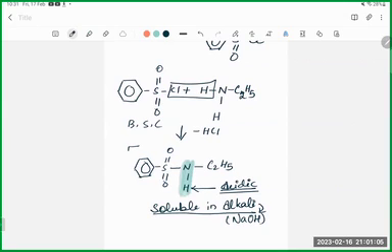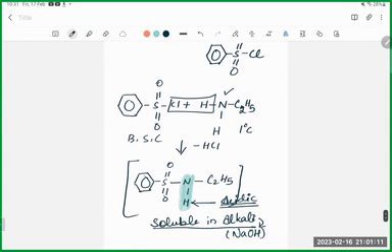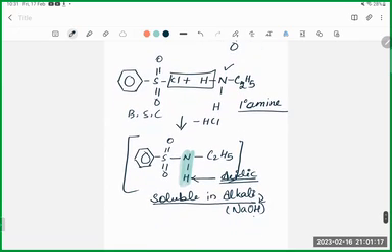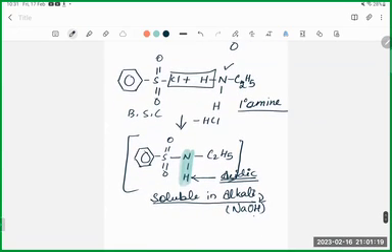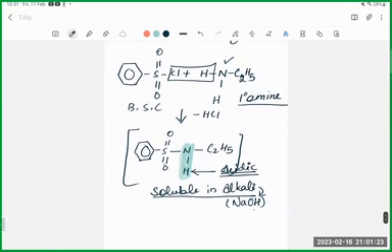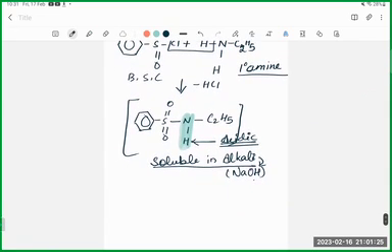Got it? So which compound is acidic? The first compound, when BSC is treated with a primary amine. What do you get? An acidic compound which is soluble in alkali. Got it? Is this clear? Now another reason can be explained: the sulfonyl group is an electron withdrawing group. Sulfonyl.